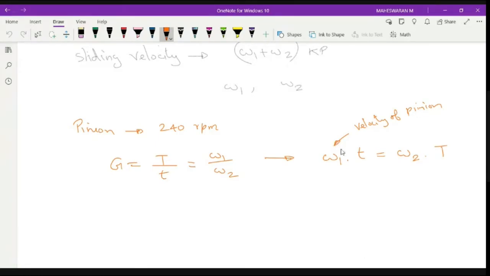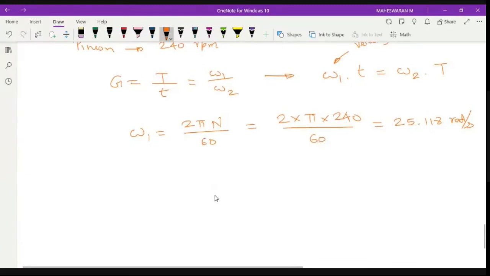Let us identify omega 1. We know the formula for omega is 2 pi n by 60, which equals 2 into pi into 240 divided by 60. So what is your omega 1? It is 25.1184, about 25.118 radians per second. So we identified this.